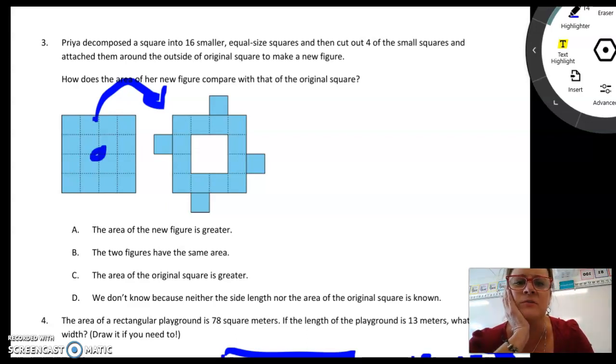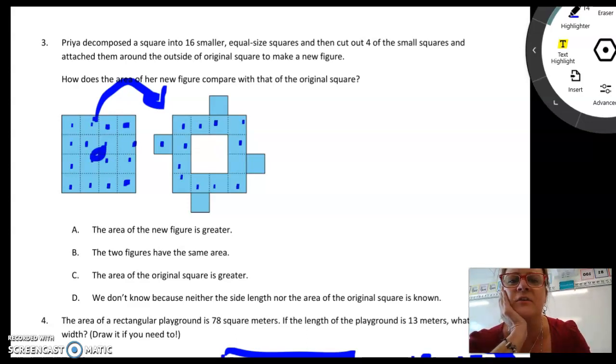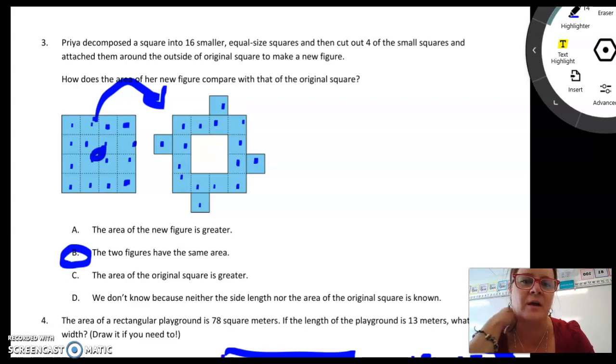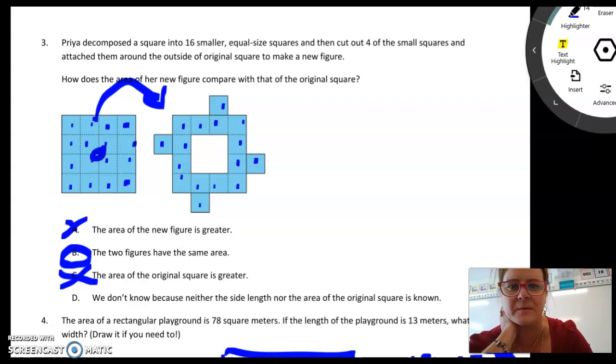In A, it says the area of the new figure is greater. Well, that is not true. All of these squares have just been rearranged. So they are all here, they're just in a different position. So the area is not greater. The 2 figures have the same area? Yes, they both have the same area. So this is a good reminder that 2 figures that have the same area could look quite a bit different. The area of the original is greater? No, that's not true. They both have the same area.